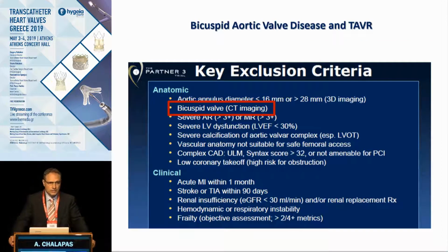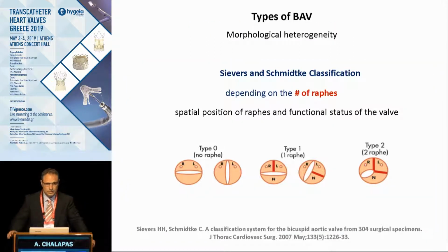From the other side, there is a big limitation regarding this group and these anatomical variations, since there are no solid data due to the fact that bicuspid valves were an exclusion criterion for most clinical trials.